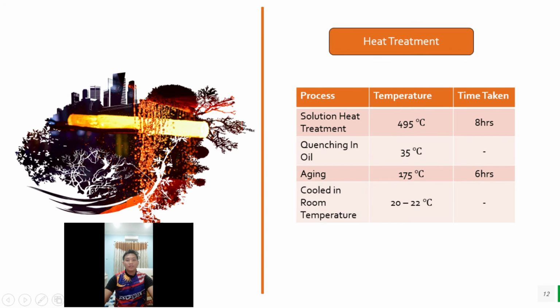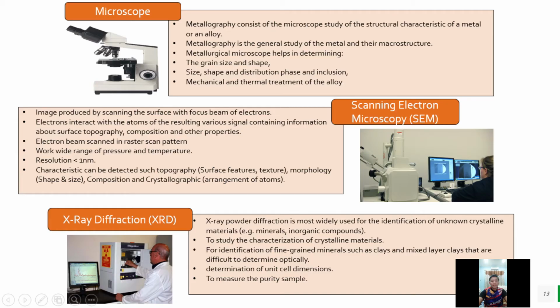This is the heat treatment parameter for the hardening process in this project. The process includes solution heat treatment, quenching, aging, and cooling. For the solution heat treatment, the temperature is 495 degrees Celsius for 8 hours. Quenching in oil at 35 degrees Celsius. Aging is 175 degrees Celsius for 6 hours. And cooling at room temperature, about 20 to 22 degrees Celsius.